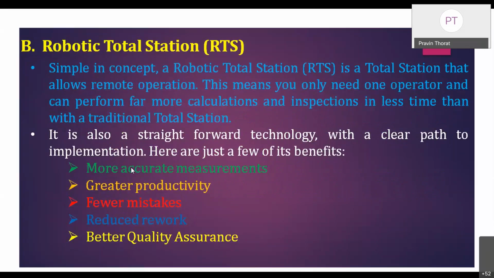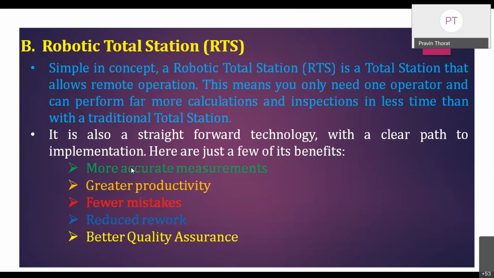The robotic total station is a simple concept. A robotic total station is a total station that allows remote operations where we cannot do the survey by using a manual total station. This means you only need one operator and can perform far more calculations and inspections in less time than with a traditional total station. Remotely operated total stations are a rare exception to this dilemma. The robotic total station can provide impactful benefits with minimal fuss. It is also a straightforward technology with a clear path to implementation.